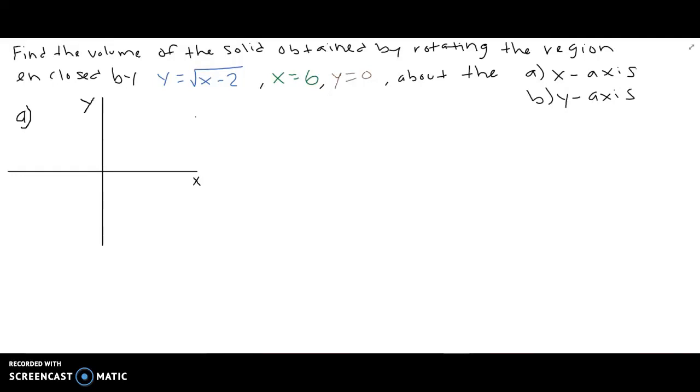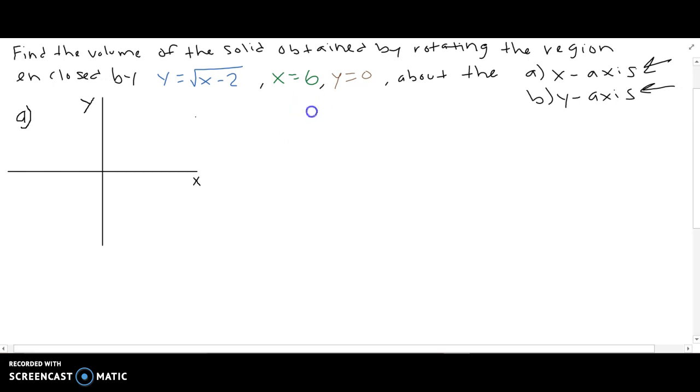Hello everyone. In this video we are going to be discussing a couple of the methods through which we find the volume of a solid that is obtained by rotating a region enclosed by some functions about a given axis, and in this problem in particular we have these functions, so we're going to find the volume of a figure generated by those functions that is revolved around the x-axis first, and then we're going to talk about the y-axis.